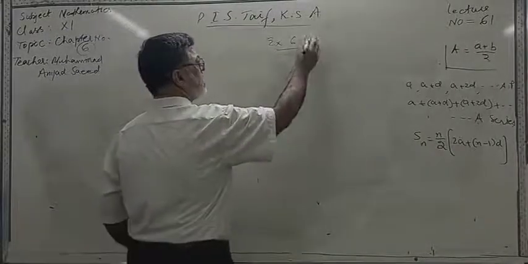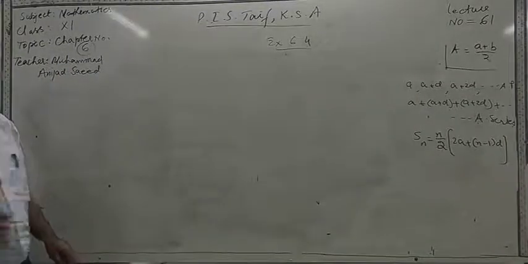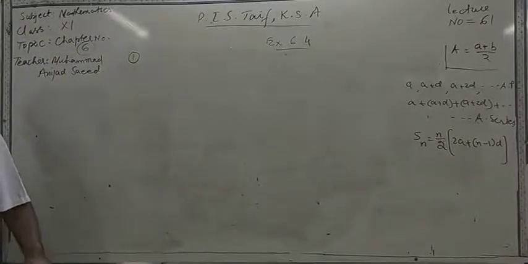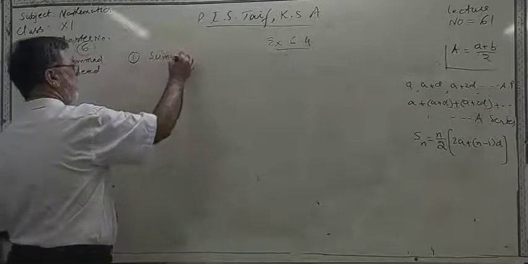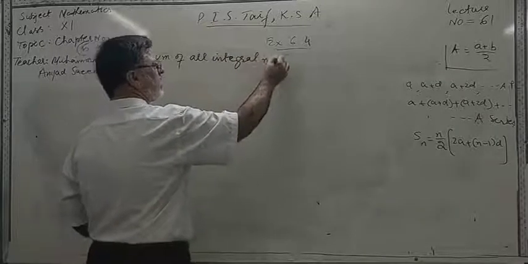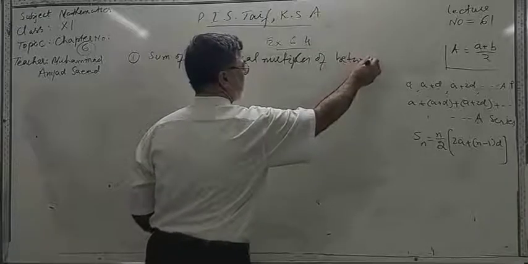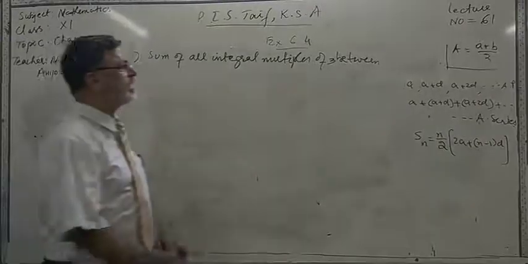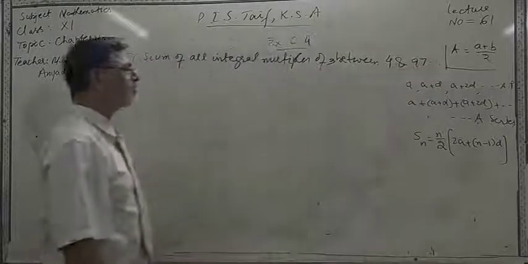Exercise 6.4 and question number 1. Find the sum of all integral multiples of 3 between 4 and 97.